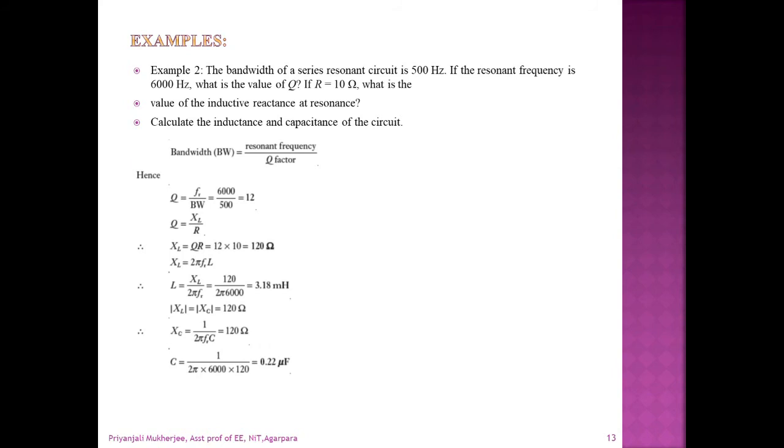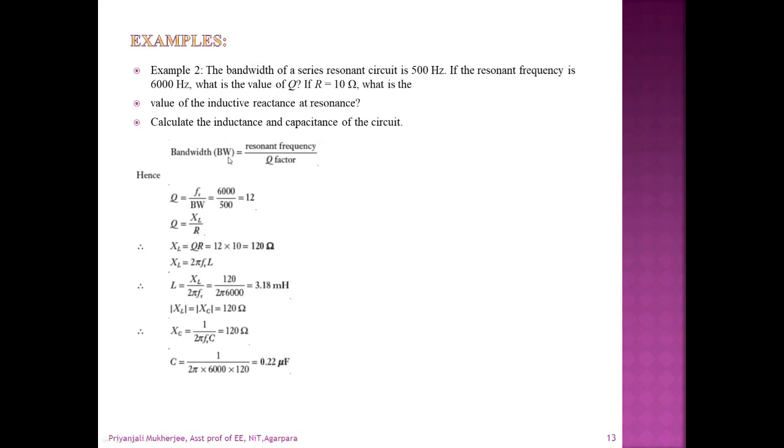And let us consider another example. Here the bandwidth of a series resonance circuit is given, where the resonating frequency is given as 6000 Hertz, and we need to find the value of the quality factor. The resistance value is given as 10 ohm, and we need to find the inductive reactance at resonance and the inductance and capacitance of the circuit.